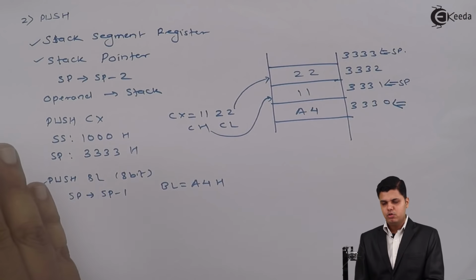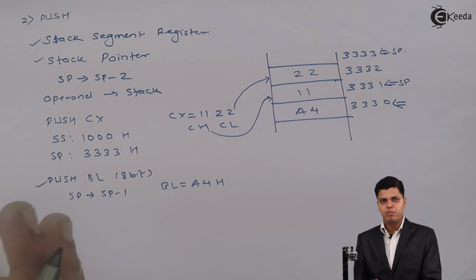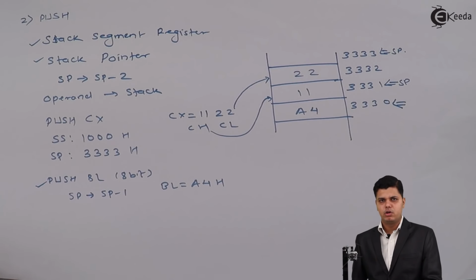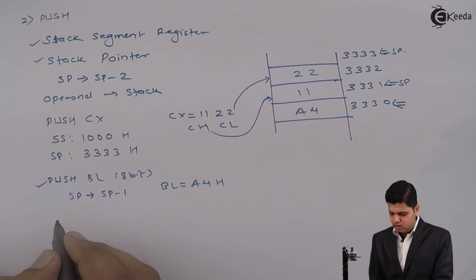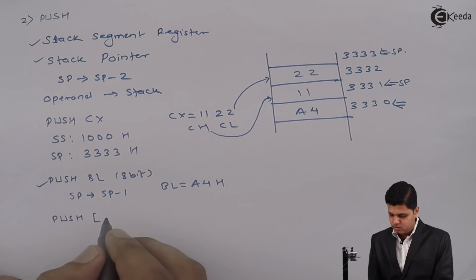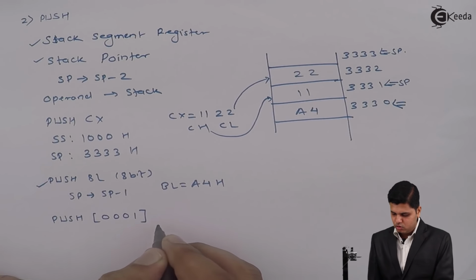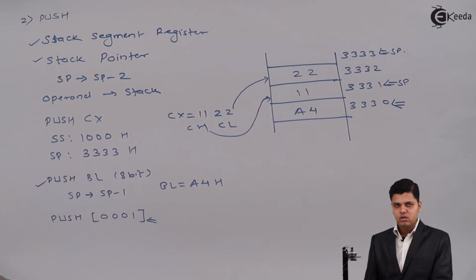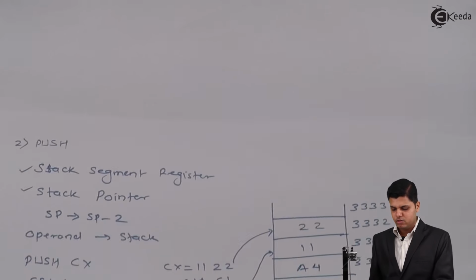So basically the push instruction copies the contents of the operand to the memory pointed to by the stack segment register and stack pointer. Again, we can write a memory operand also. For example, PUSH 0001H. So here we are specifying the address. So this is the second instruction in the data transfer instructions.